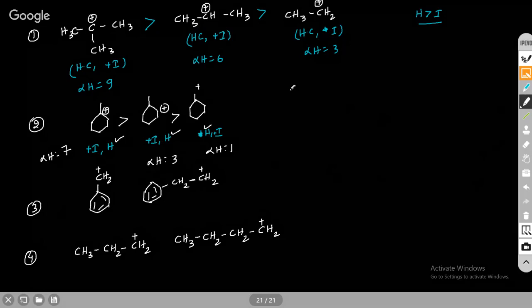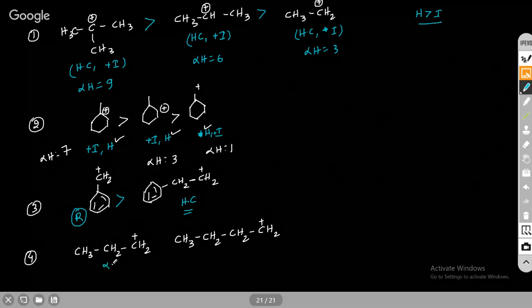Fourth one, B is more stable than A. What about the third one? Third one, you tell me. A is more stable than B. Why is A more stable? Because this is resonance, right? And here we have hyperconjugation, right? So resonance is more stable.